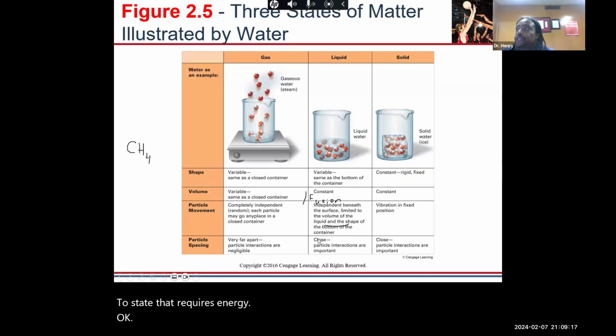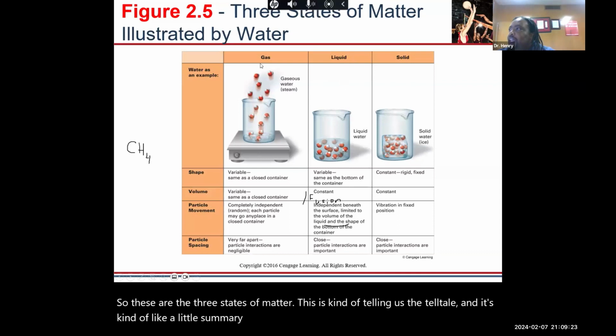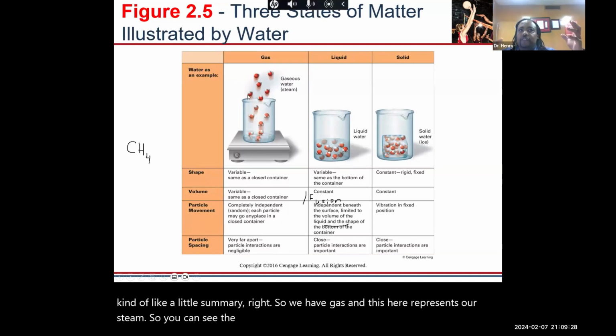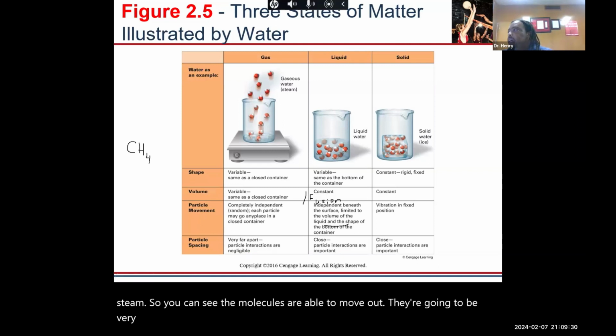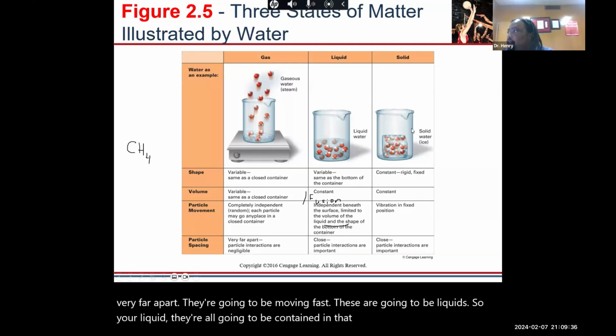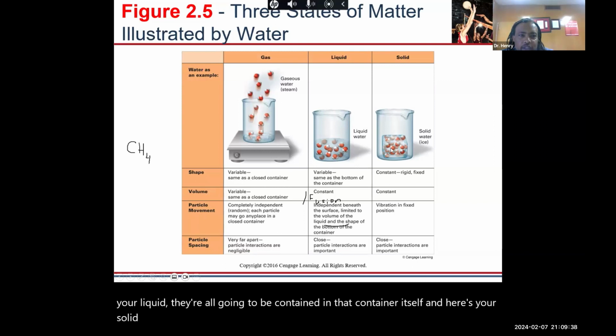So these are the three states of matter. This is kind of like a little summary, right? So we have gas, and this here represents our steam. You can see the molecules are able to move out. They're going to be very far apart. They're going to be moving. These are going to be liquids. Your liquid is all going to be contained in that container itself. And here's your solid. That's going to be only in that little cube of ice that we have there.